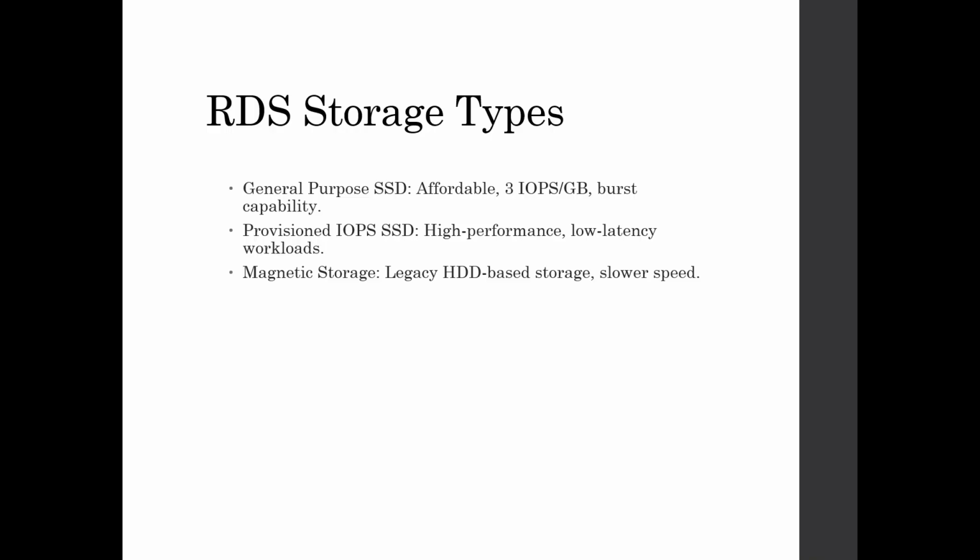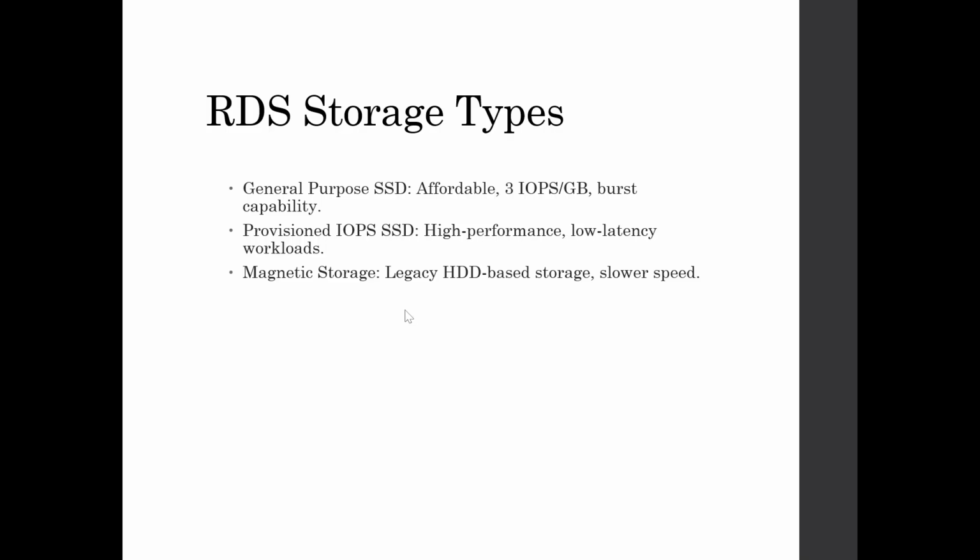Next, we'll see RDS storage types. Basically, we have two types: general purpose SSD and provisioned IOPS SSD. So, what is general purpose SSD? It gives 3 IOPS per GB and can burst up to 3000 IOPS, good for dev/test and medium workloads. The second one, provisioned IOPS SSD, has low latency and high consistent throughput, best for large production DB workloads. Next we have magnetic, which is HDD based and only for older DB versions.